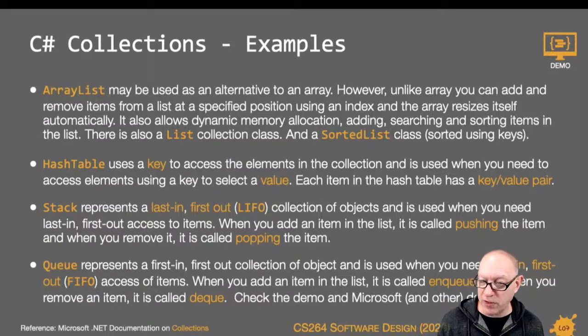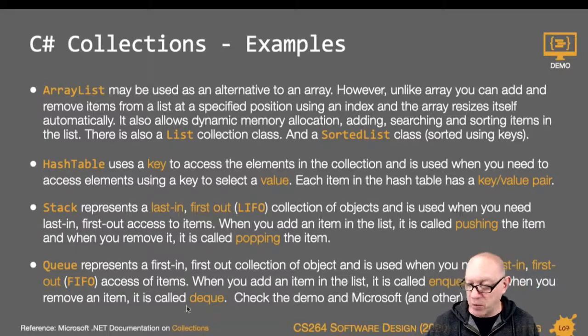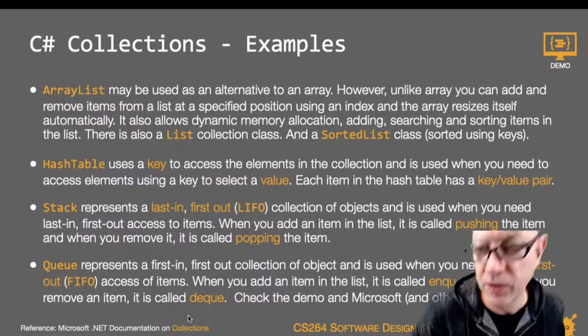Stack, of course, is a LIFO structure. When you want last in, first out access to items, you can push an item onto the stack and you can pop it off. Then queue is first in, first out, FIFO, access to items. Adding an item to the queue is called an enqueue, and when you remove it, it's called a dequeue. If you check the demo in the collections on Microsoft, you'll see that. I'll do a little bit more of that later in the next class.